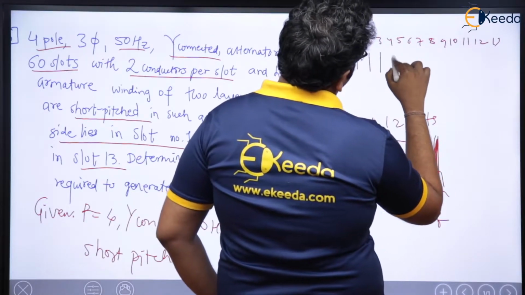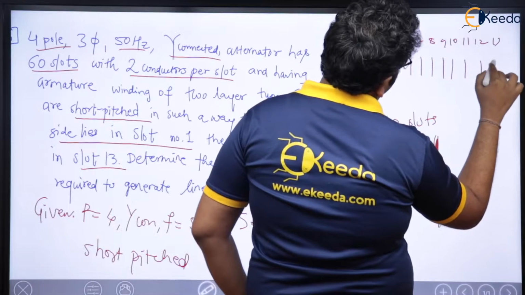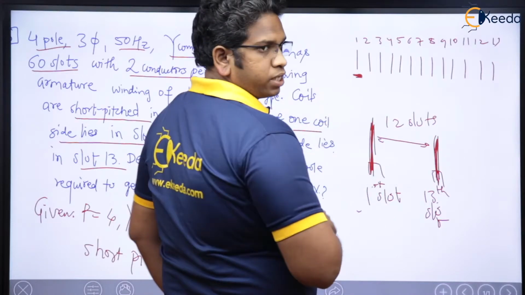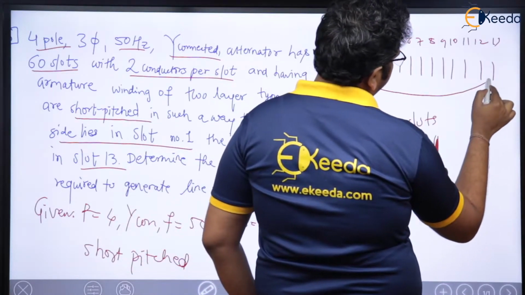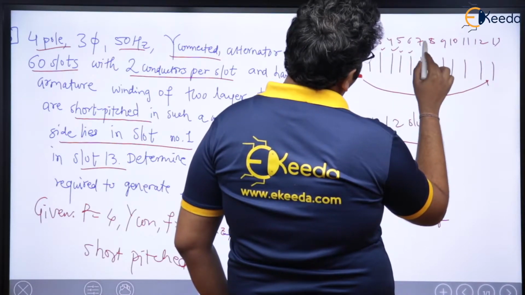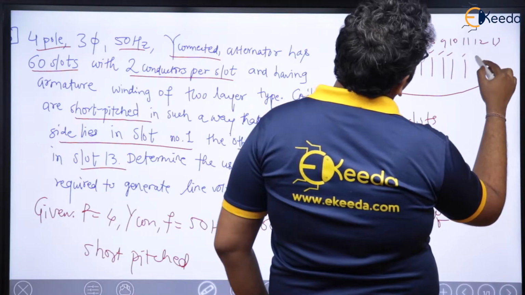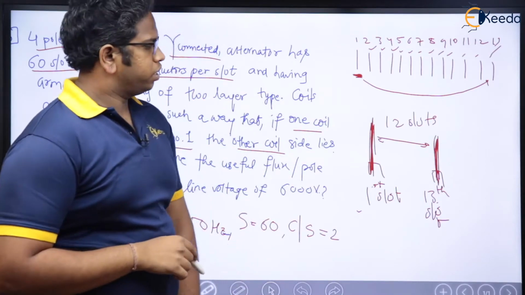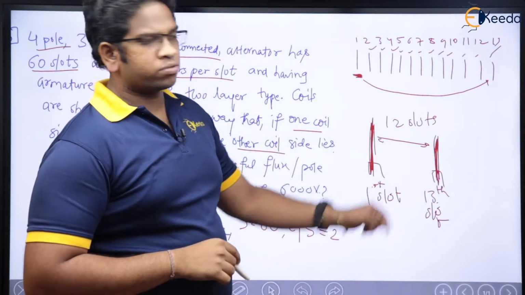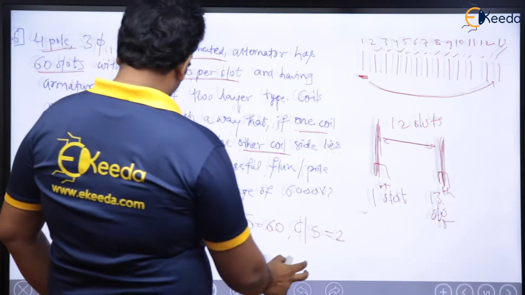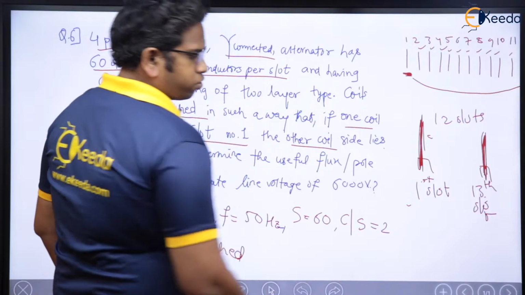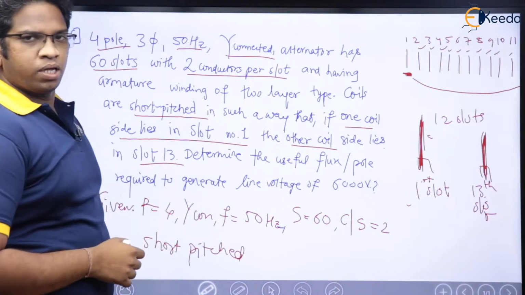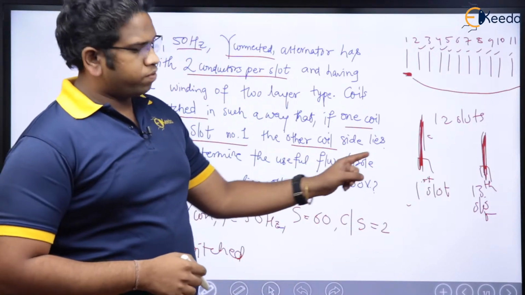So, let me write it. These are slots. If I have placed this one here, now after how many slots will I place the other here? 1 slot, 2 slot, 3 slot, 4 slot, 5 slot, 6 slot, 7 slot, 8 slot, 9 slot, 10 slot, 11 slot, 12th slot. After 12 slots, I will place it here. So this distance is going to be 12 slots. So what are they saying here? In such a way that one coil side lies in the first slot and the other coil side lies in the 13th slot, which is okay, no problem. Because now you will ask me, sir, but what will be the short pitch angle?